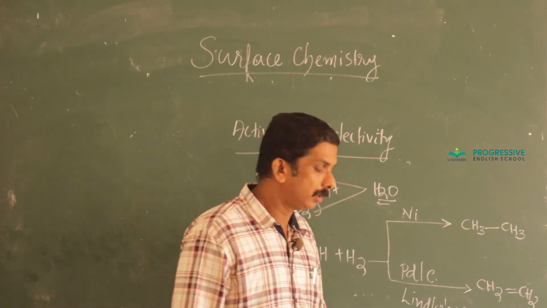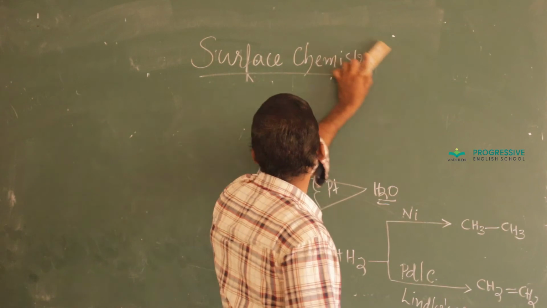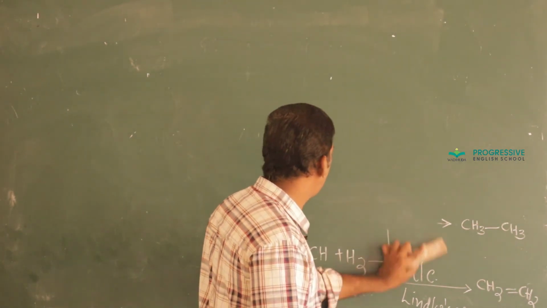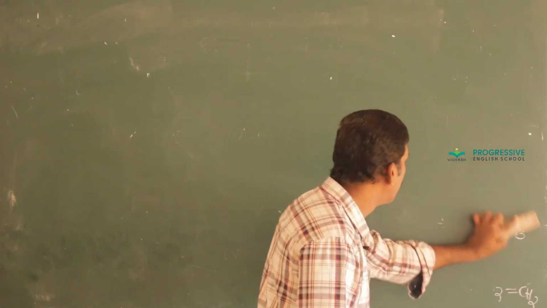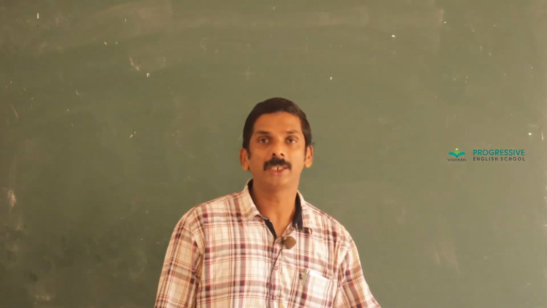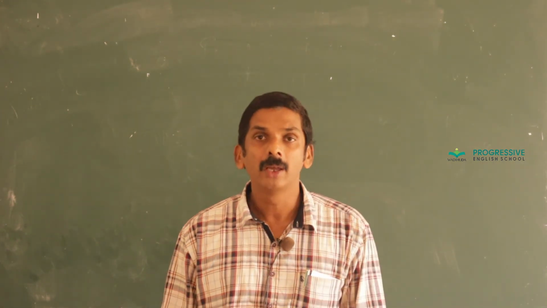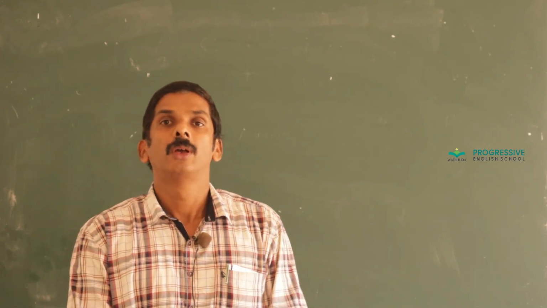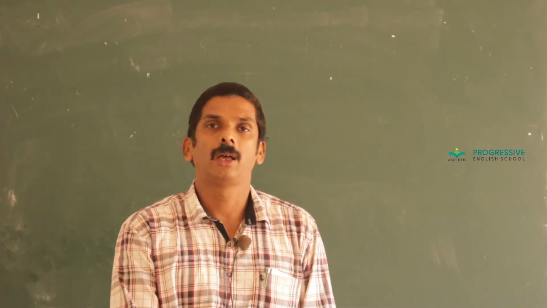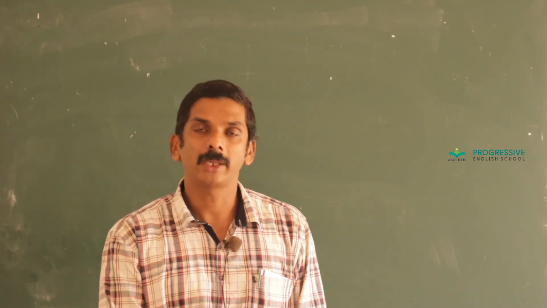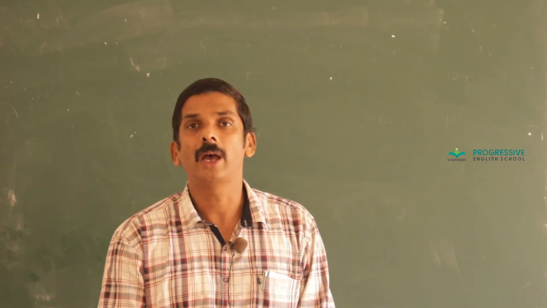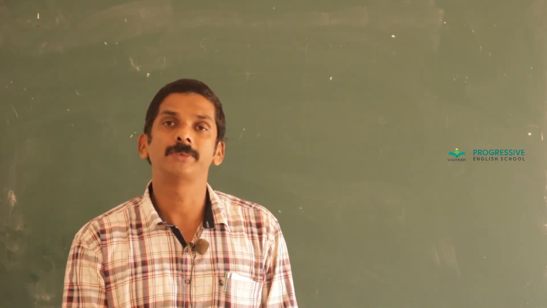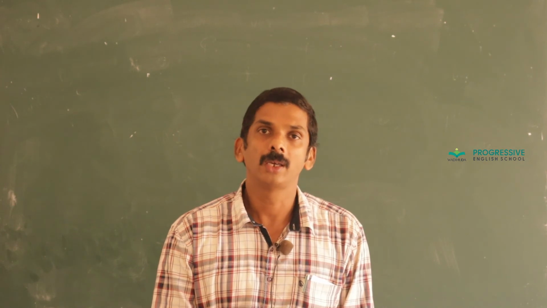The remaining things in catalysis are shape selective catalysis as well as enzyme catalysis. You just go through what we have discussed now, and in the next session we discuss shape selective catalysis, then enzyme catalysis, and then we can move on to the third and most important topic of surface chemistry, that is colloids. Okay, thank you all.